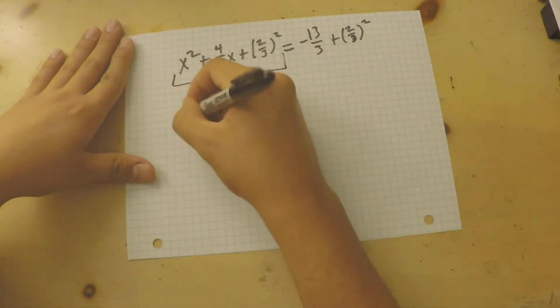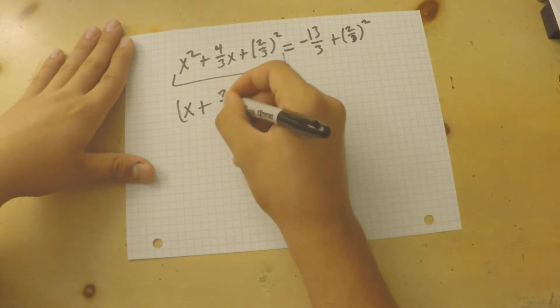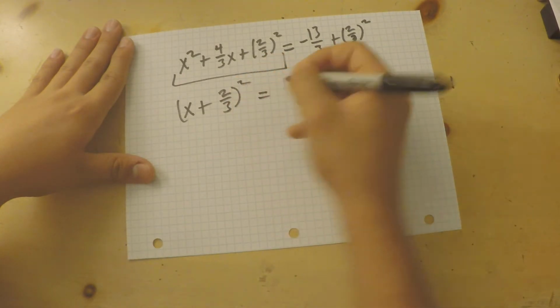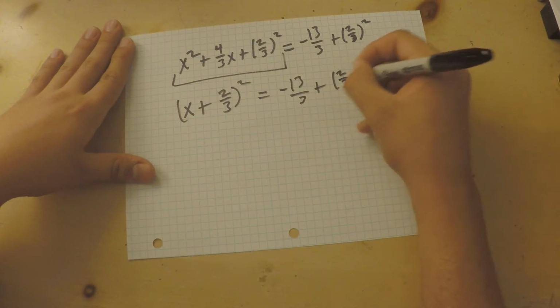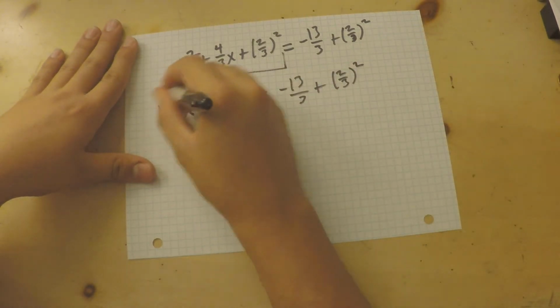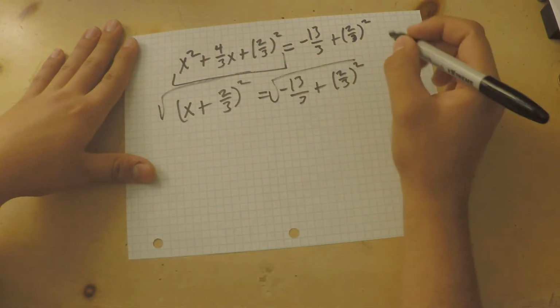This factors into x plus 2 over 3 squared equals negative 13 over 3 plus 2 over 3 squared. We then square root both sides.